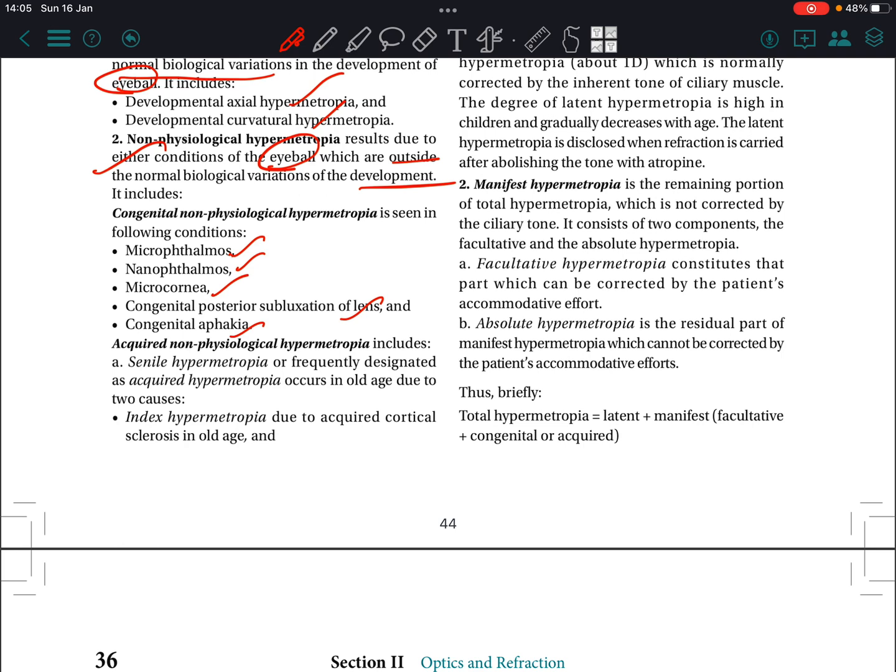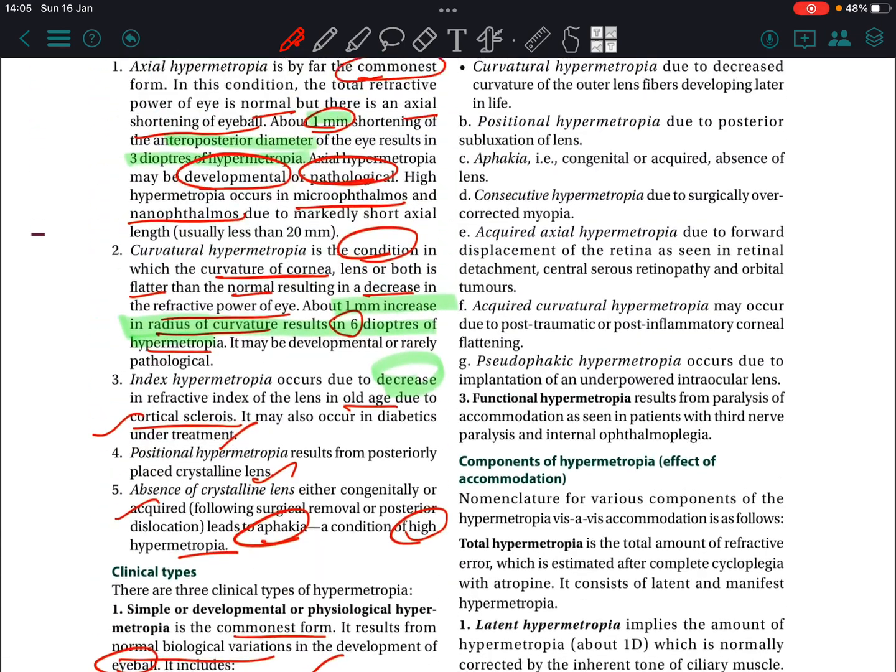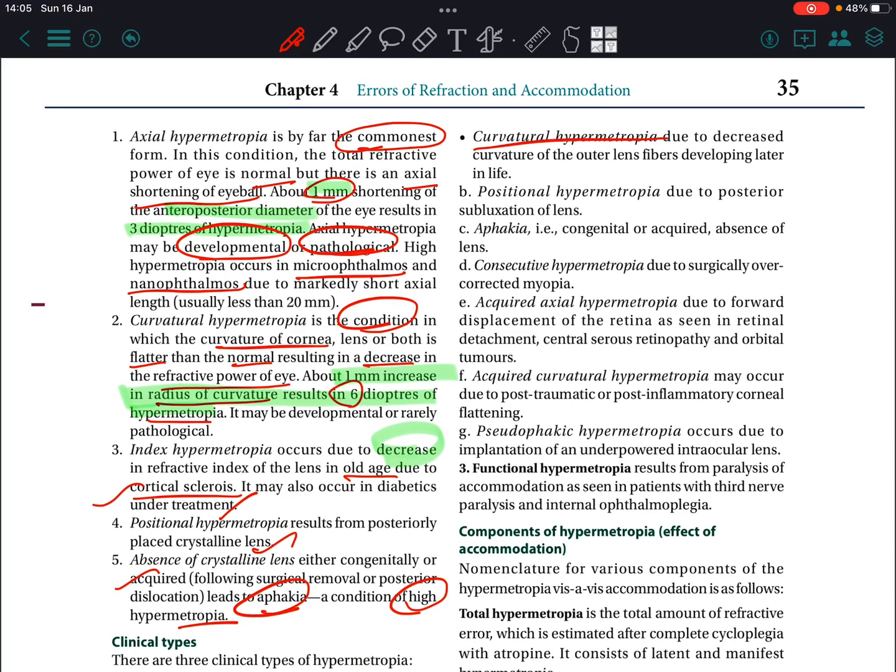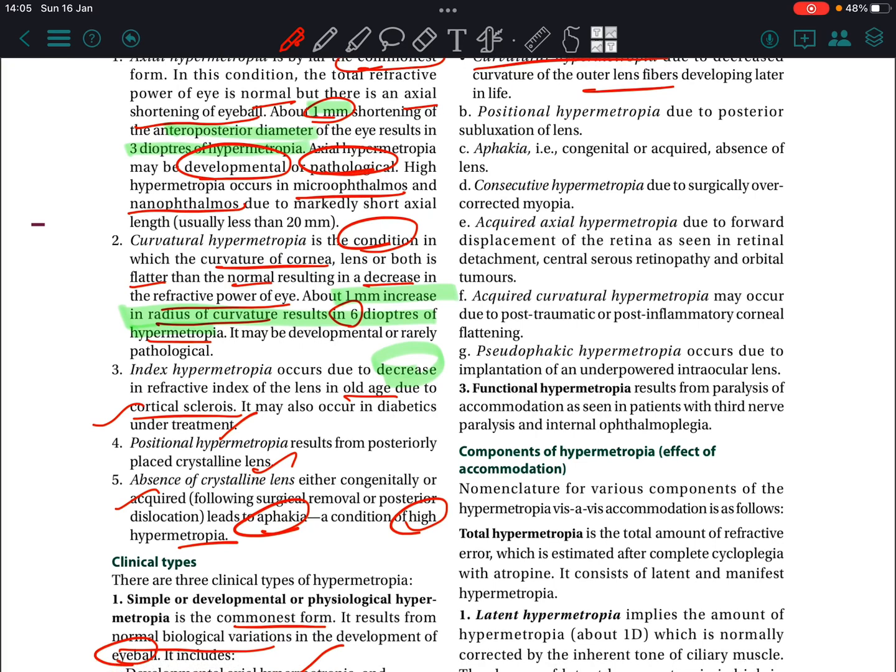Acquired non-physiological hypermetropia includes senile hypermetropia, frequently designated as acquired hypermetropia, which occurs in old age due to two causes: index hypermetropia due to acquired cortical sclerosis in old age, and curvatural hypermetropia due to decreased curvature of outer lens fibers developing later in life. Positional hypermetropia is due to posterior subluxation of lens, or aphakia, congenital or acquired absence of lens. Consecutive hypermetropia is due to surgically overcorrected myopia.